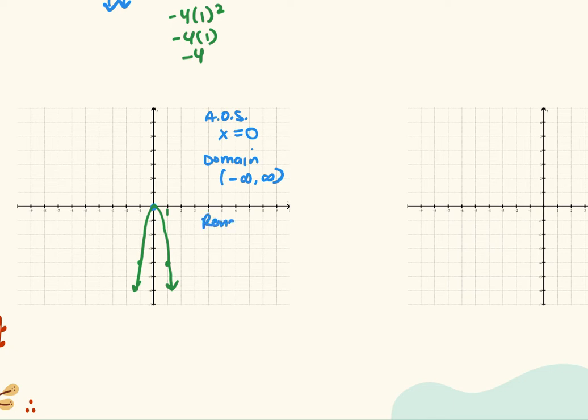Range, this time bottom to top means I'm pointing down, right? So it's from negative infinity up to the y coordinate, which is 0. And this time, instead of having a minimum value, we have a maximum value, but it is still the y coordinate of your vertex. So if it points up, there's a minimum. If it points down, there's a maximum.